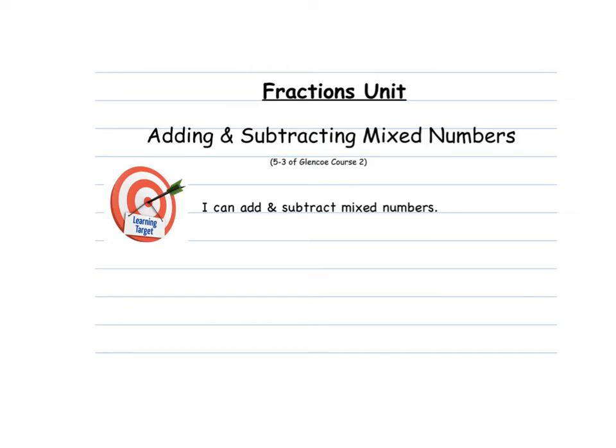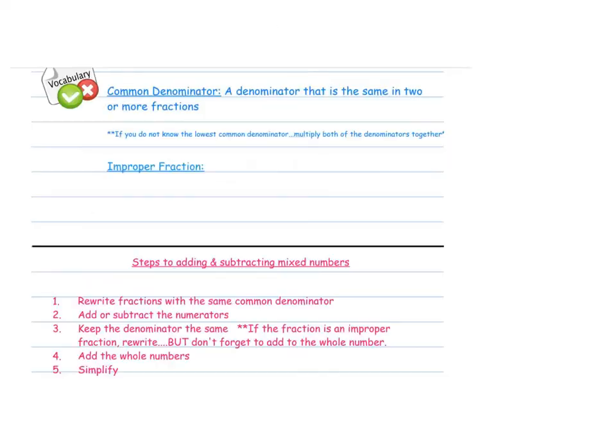Hi, sixth graders. We are on Unit 4 still, our fractions unit. And our topic is adding and subtracting mixed numbers. So remember, a common denominator is a denominator that is the same in two or more fractions. So for adding, subtracting, whatever operation we're doing, it means the denominator is the same.